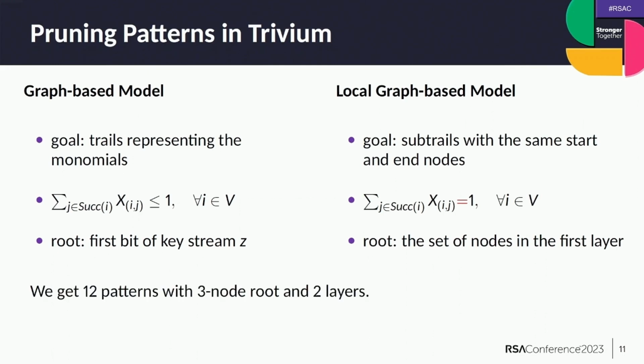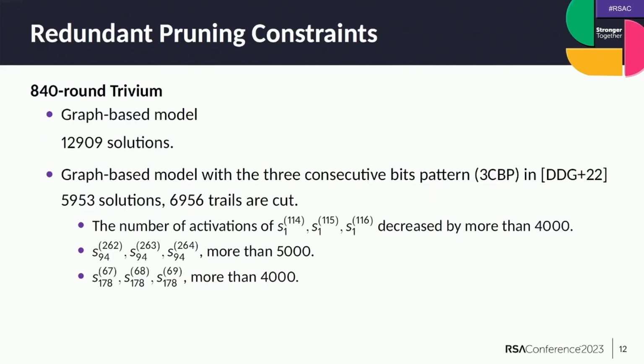Finally, we get 12 patterns with 3 node roots and 2 layers. Now I will introduce another simplification technique. In 840 rounds of trivial, we can obtain 12,909 feasible solutions through the graph model.